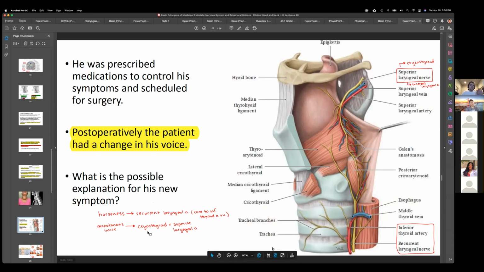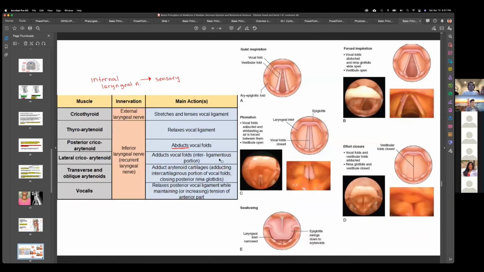But a monotone voice will be an injury to the cricothyroid, which is from the superior laryngeal nerve. So hoarseness will be from the recurrent laryngeal. Monotone voice is problem with the cricothyroid. So problems phonating. So your pitch can't really change. So cricothyroid will be superior laryngeal. So hoarseness and monotone are not the same thing, right? So make sure you know that.